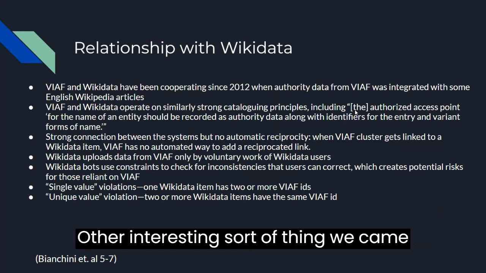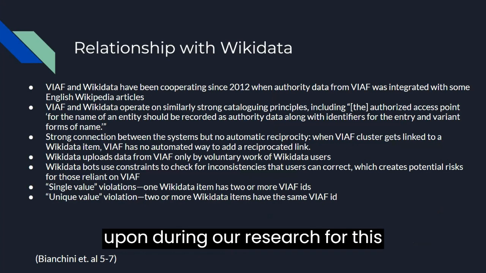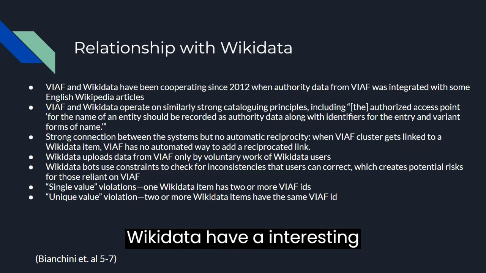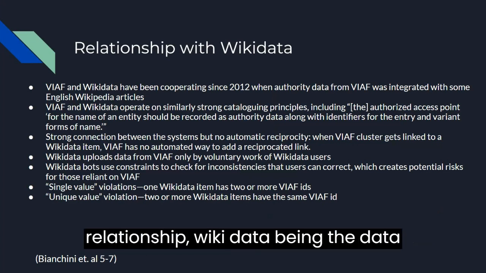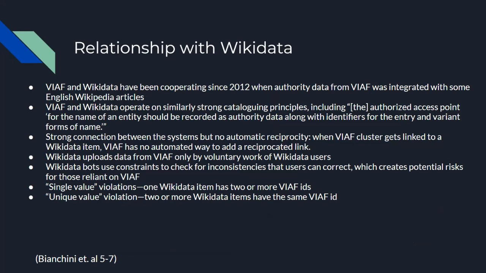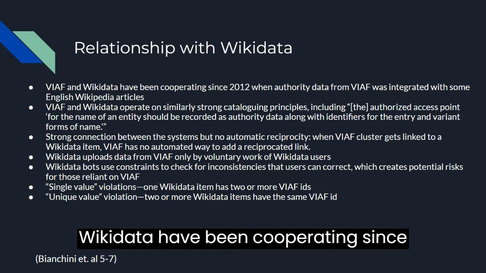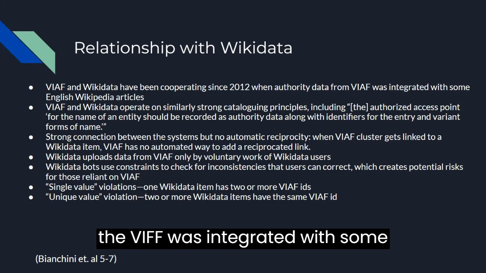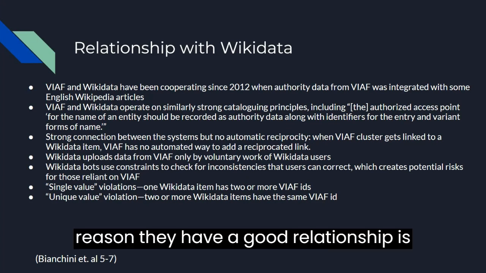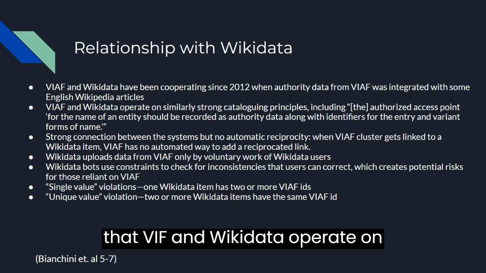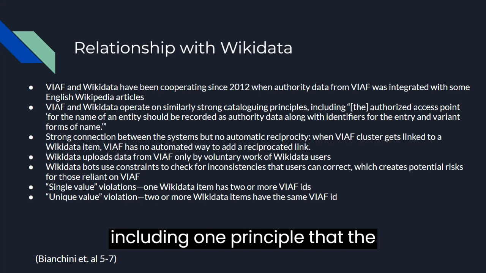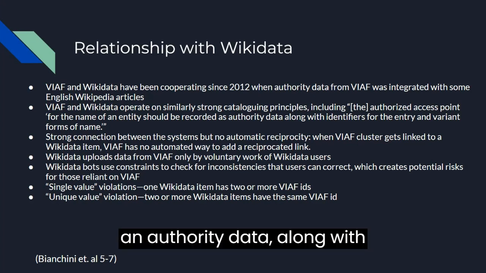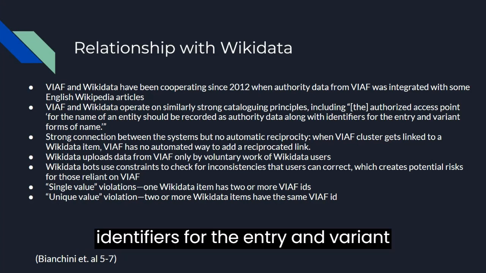Another interesting thing we came upon during our research for this presentation was that VIAF and Wikidata have an interesting relationship. Wikidata being the data produced for and by Wikipedia and the other associated products. VIAF and Wikidata have been cooperating since 2012, which was when authority data from VIAF was integrated with some English Wikipedia articles. Part of the reason they have a good relationship is that VIAF and Wikidata operate on similarly strong cataloging principles, including one principle that the authorized access point for the name of an entity should be recorded as authority data, along with identifiers for the entry and variant forms of name.